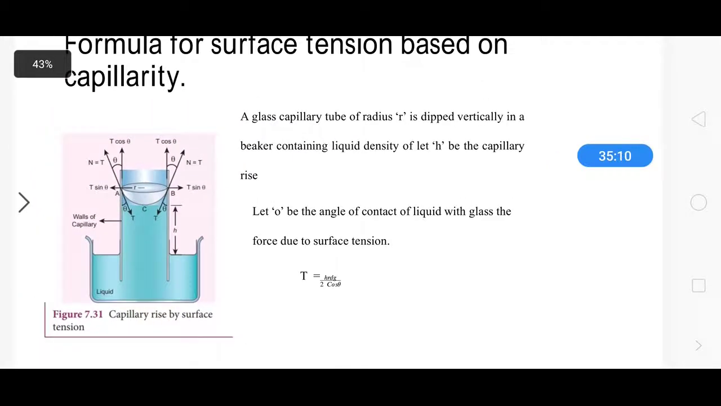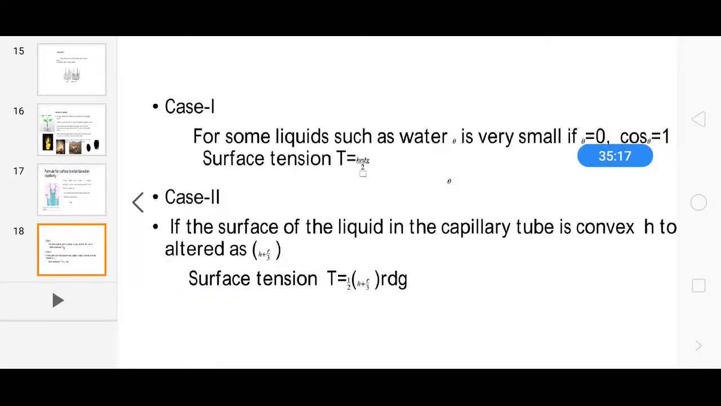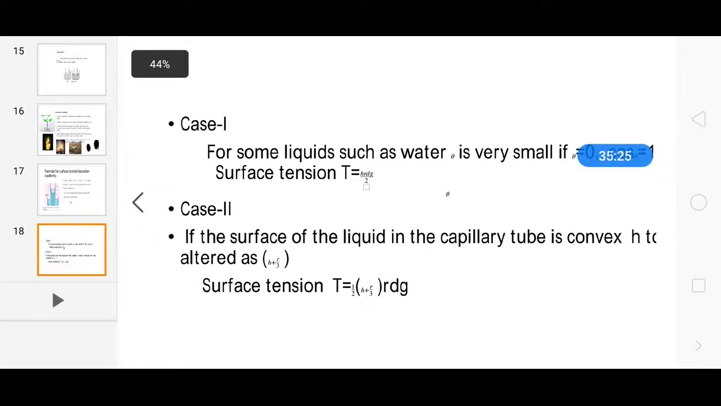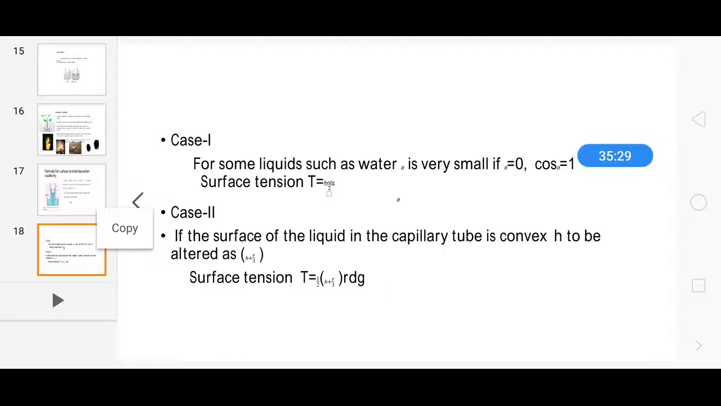For pure water and pure glass, theta is equal to 0. We get cos 0 is equal to 1, which means the formula can be written as T is equal to h r d g by 2. But the general formula is (h + r/3) r d g by 2 cos theta. We use this formula when the surface of the liquid in the capillary tube is convex, so h has to be altered. It is convex for mercury. For mercury the surface of the liquid in the capillary tube is always convex, so h is changed to h plus r by 3. We have to add r by 3 in addition to h.